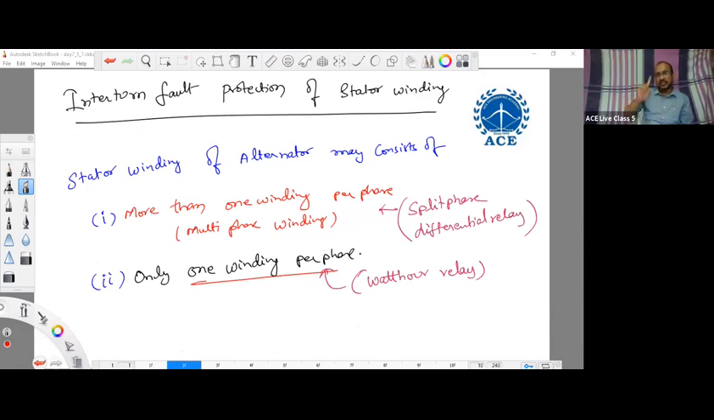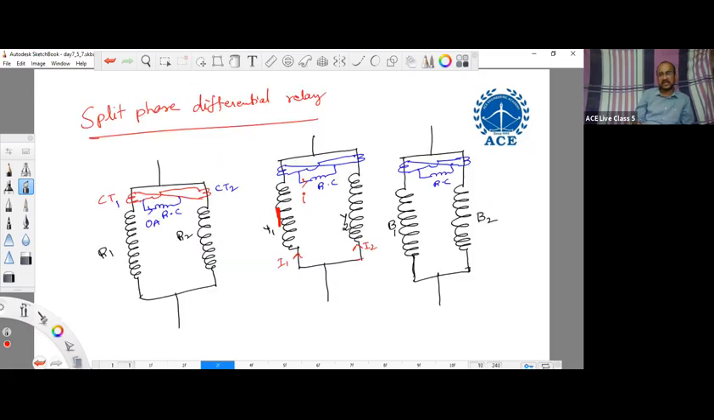If the stator of the alternator consists of more than one winding per phase, that is known as multi-phase winding. In case of multi-phase winding, we use a split phase differential relay. And if the stator of the alternator consists of only one winding per phase, we use a watt-hour relay.